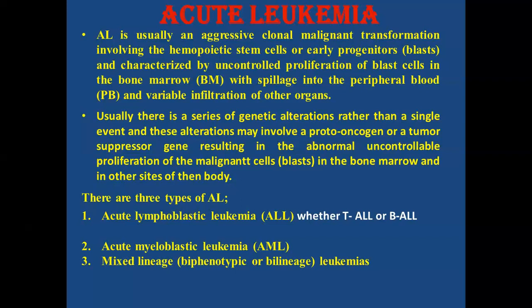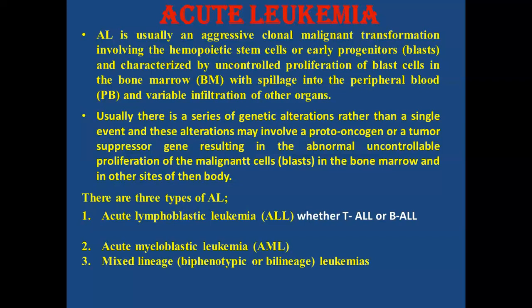لذلك المرض results from uncontrolled proliferation. We say it is uncontrolled because, as in any malignancy, there is uncontrolled maturation, proliferation and growth. If it is controlled, it means physiological. When I say uncontrolled, it means a pathological condition. So uncontrolled proliferation of these blast cells is present in the bone marrow, and then they spill into the peripheral blood with variable infiltration of other organs.